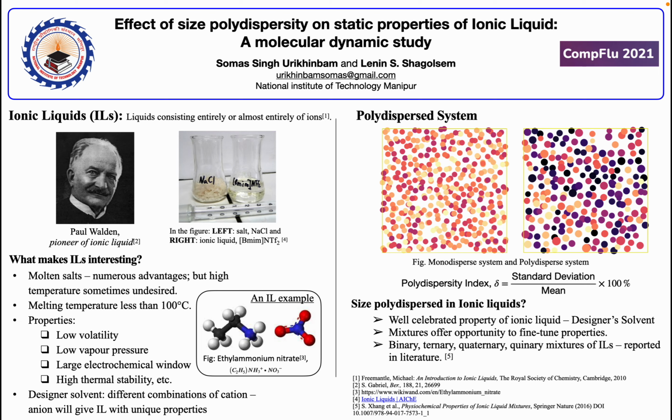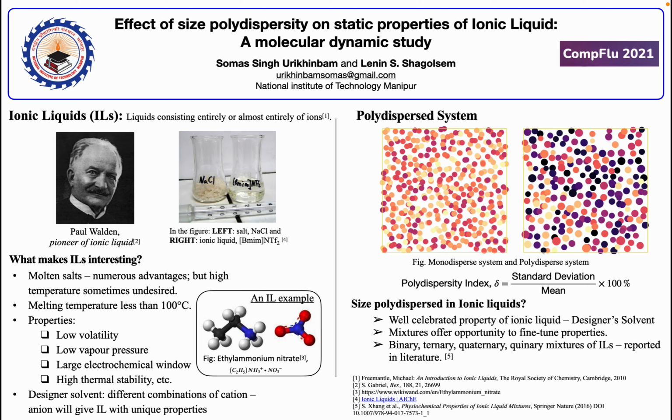Unlike our well-known table salt, which is also made up of only ions but is solid at room temperature, ionic liquids such as ethylammonium nitrate and this BMIM NTf2 are liquid at room temperature. Some well-known characteristics of ionic liquids are low volatility, low vapor pressure, large electrochemical window, high thermal stability, to mention a few. It is sometimes called the designer solvent for its ability to give unique properties by combining different ion pairs.